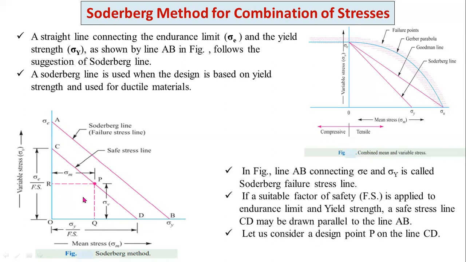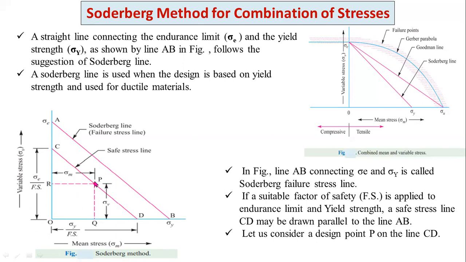Okay, in this figure, line AB connects the endurance limit and yield stress, and the CD line connects the safe endurance limit and safe yield stress. Here also I am taking mean stress on the x-axis and variable stress on the y-axis.